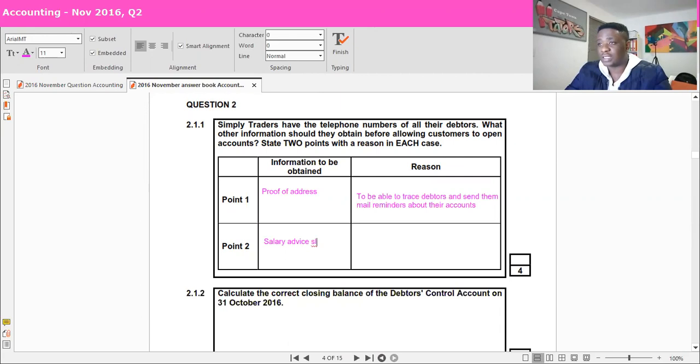A salary advice slip. And the reason for this is to determine affordability. I need to know if they can afford to have an account in my business, to determine affordability, and to also set credit limits. So you don't want to give someone that's earning 2,000 a month a limit of 50,000. You want to make sure that it is moderately done.